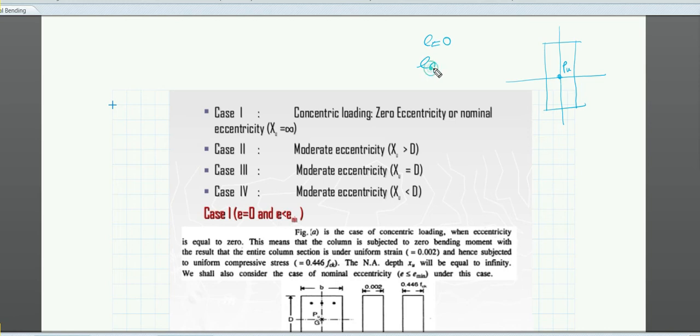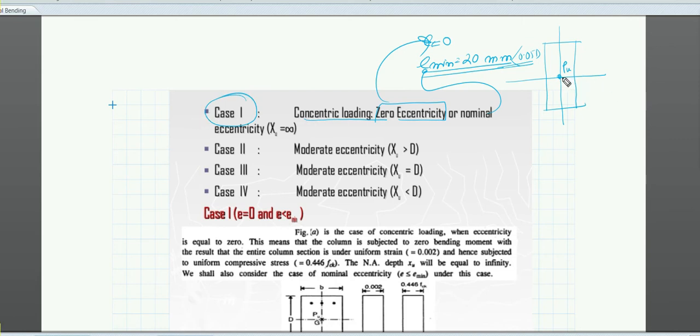Or you can find e minimum also. e minimum you can take as per the IS code. The minimum e you have to take as 20 mm, but if it is less than 0.05 of D, then it is okay, right? So that is why it is mentioned that for concentric load, that is zero eccentricity, this is the case, or nominal eccentricity, that means e minimum is less than 0.05 times D. This is considered as case 1.